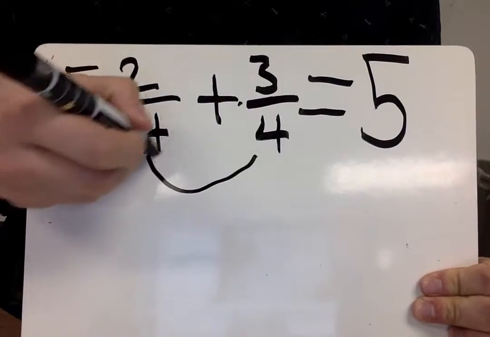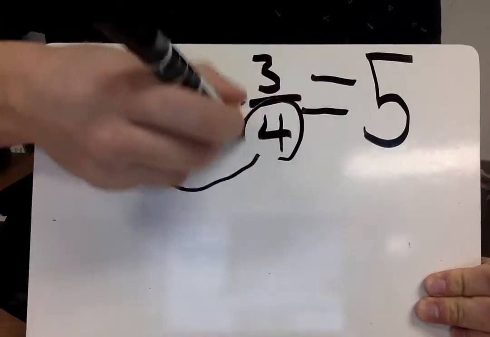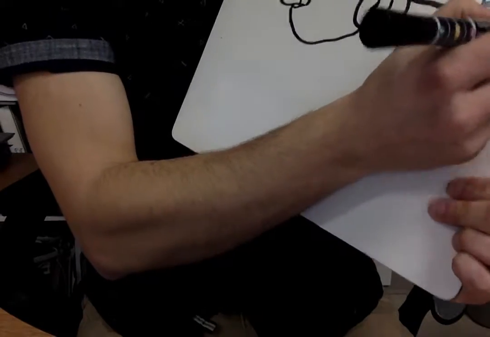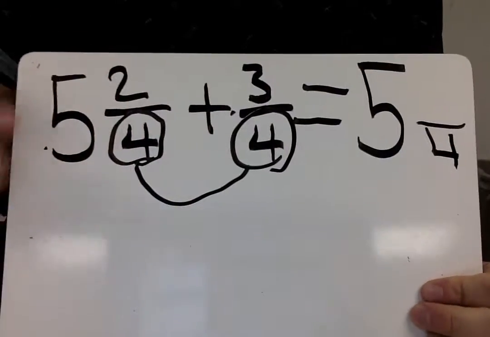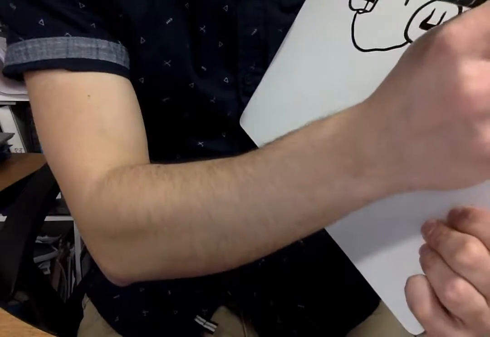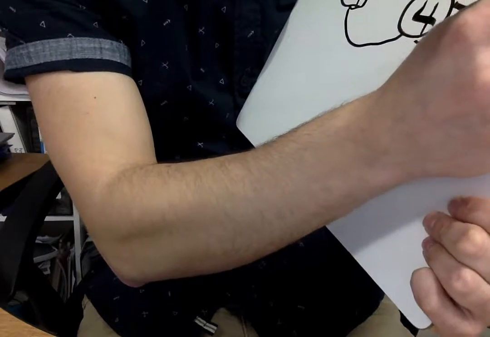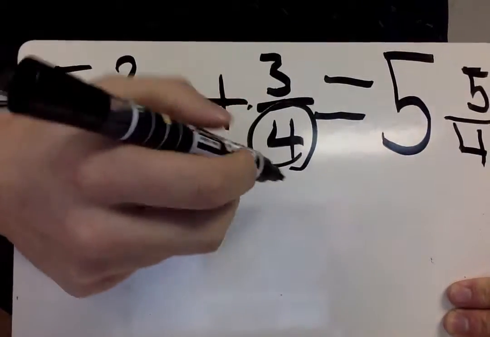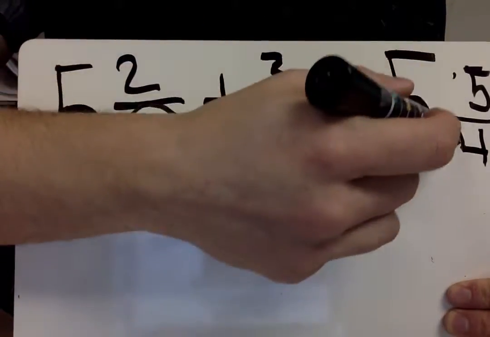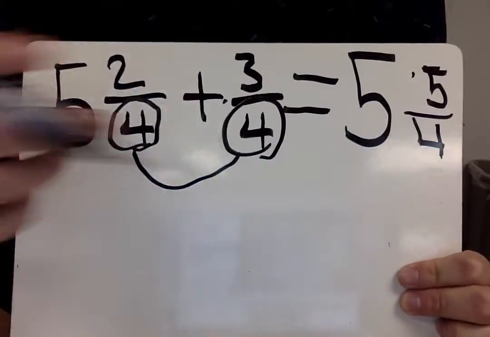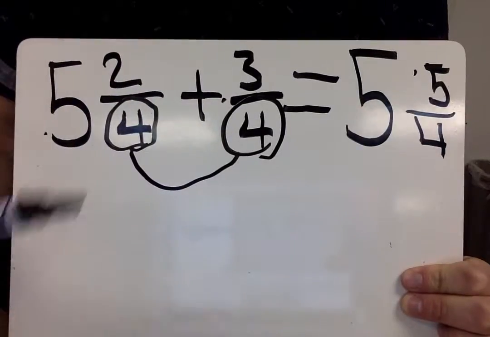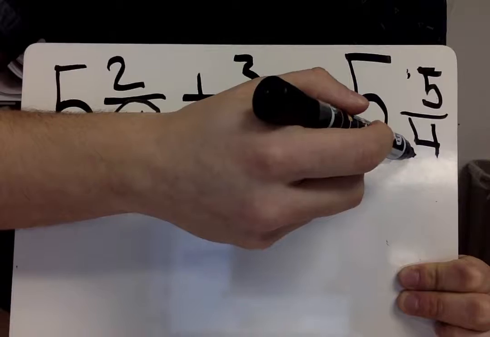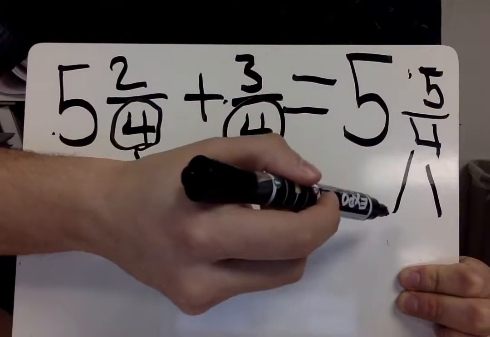Again, my units or my denominator is going to stay the same, so that's going to stay as 4. I can add my numerator. 2 plus 3 is 5. And so my answer when I add 5 2/4 plus 3/4 is 5 5/4. But what I'm noticing is with my fraction, I have an improper fraction because my numerator is larger than my denominator. So I'm going to use a number bond to break that apart.